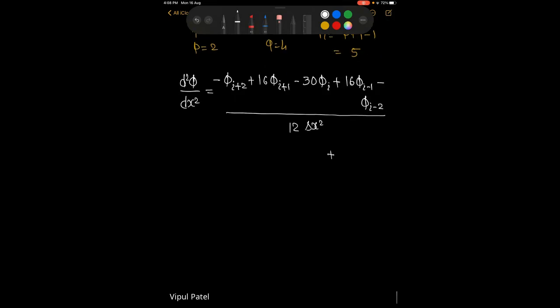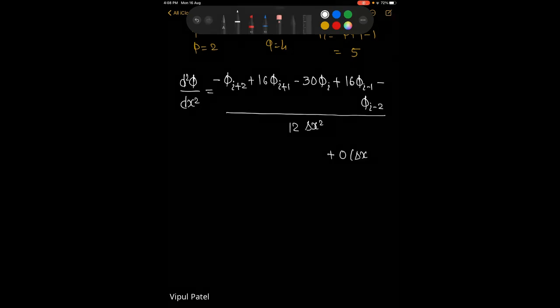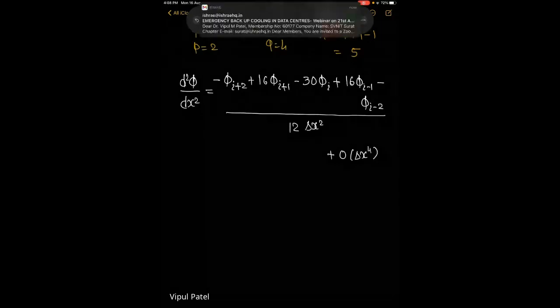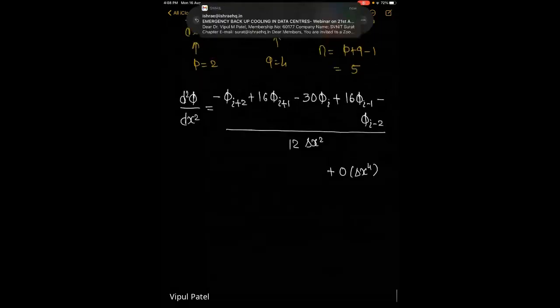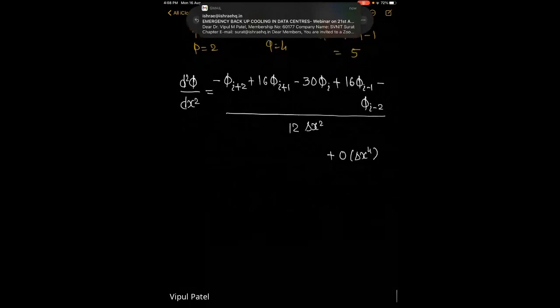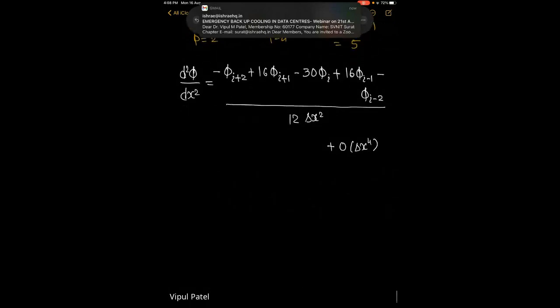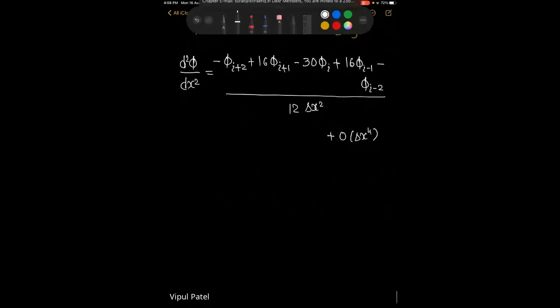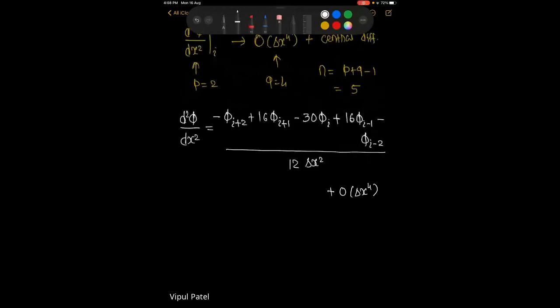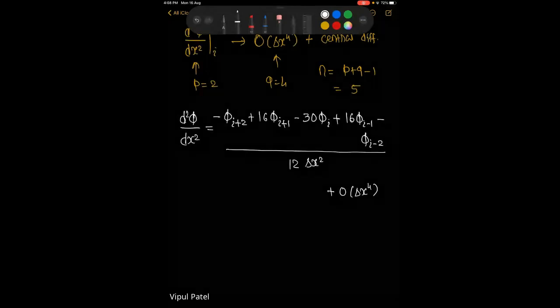And then this has order of accuracy of delta x to the power, should be 4, right? So this is an expression of d square phi by dx square. Now you can see how many nodes there are: one, two, three, four, and five nodes, right? And this is the central difference, so you have two nodes on the left hand side and two nodes on the right hand side.